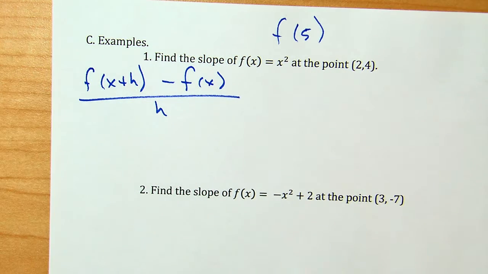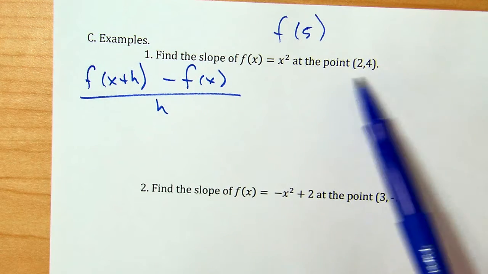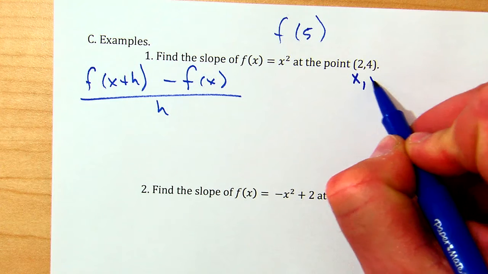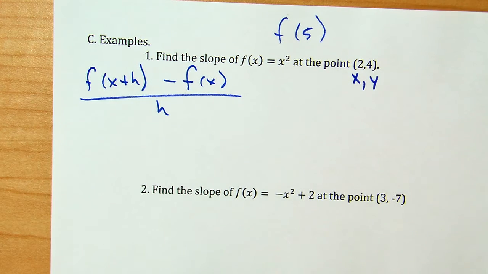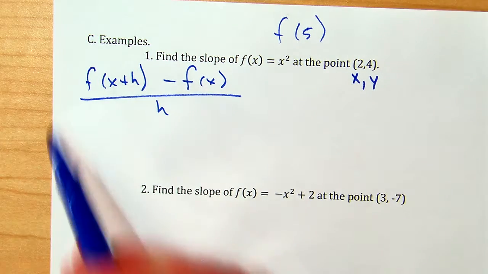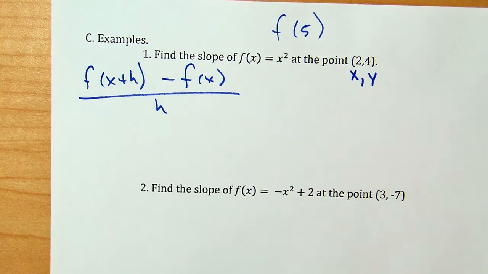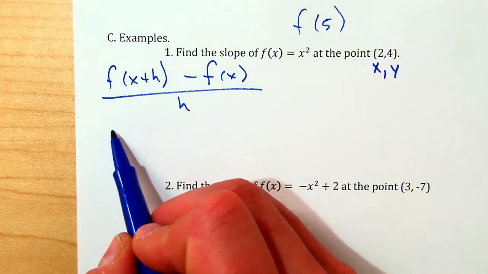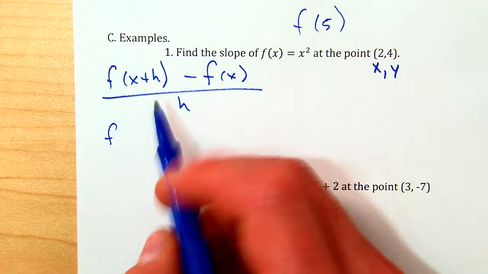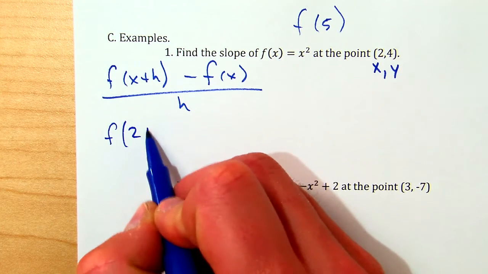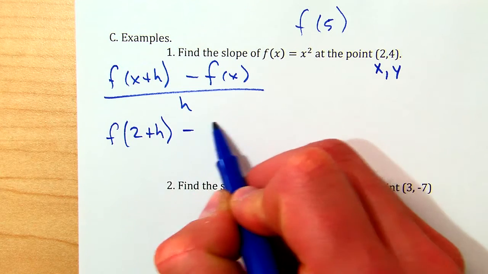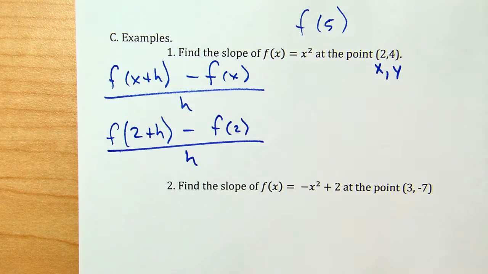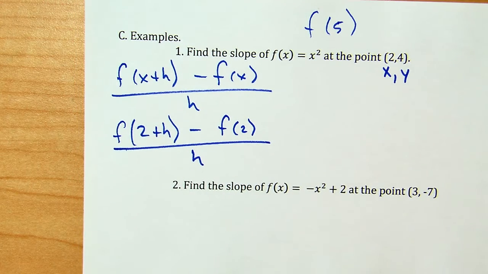Well, we want to know what the slope is going to be at the point 2, 4. So every time we see x, we're going to use 2, and then f of x is going to be 4. We'll use that in this formula. So let's go through first and just plug these in. My x value is going to be 2, so I'm going to call it f of 2 plus h minus f of 2, all over h. So the first thing I did is I just plugged my x values in.